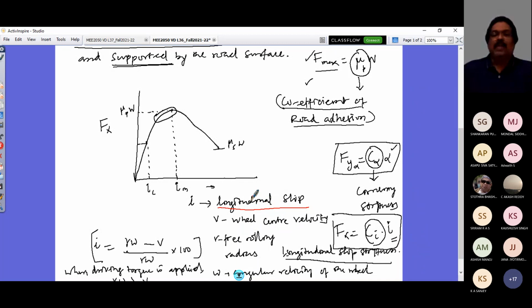You can compare this analogously with your lateral force, which you express as the product of cornering stiffness and slip angle. In a similar way, you can express the longitudinal force, or the tractive effort generated at the tire road interaction, as the product of longitudinal slip stiffness times the longitudinal slip. This slip is defined here, and we will revisit it once again later on.